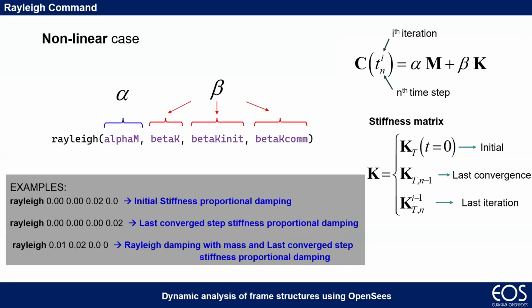When I compute K. So in Opensees, I can declare three different types of beta. The first one is with the initial K, the initial stiffness of the structure, just at T equal to 0. At T equal to 0, I use that tangent stiffness, I compute the damping, that's all. During the analysis, the damping matrix remains the same.